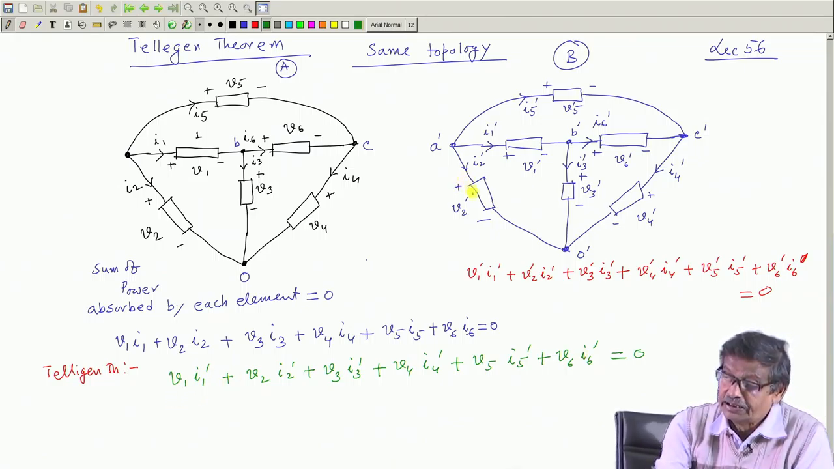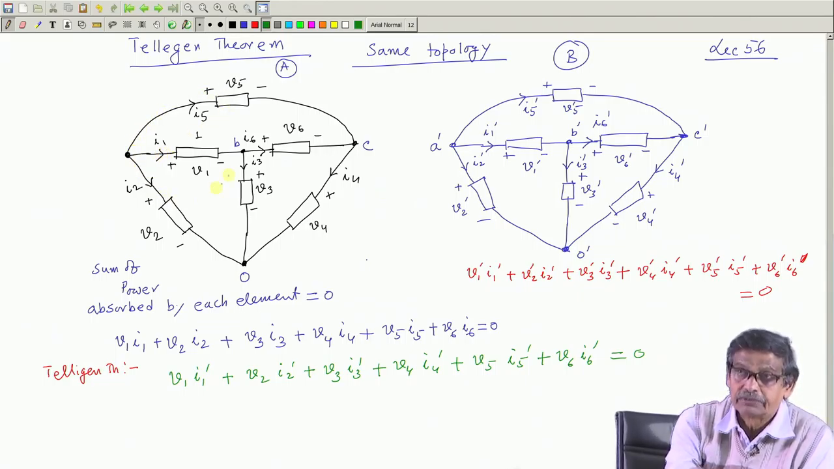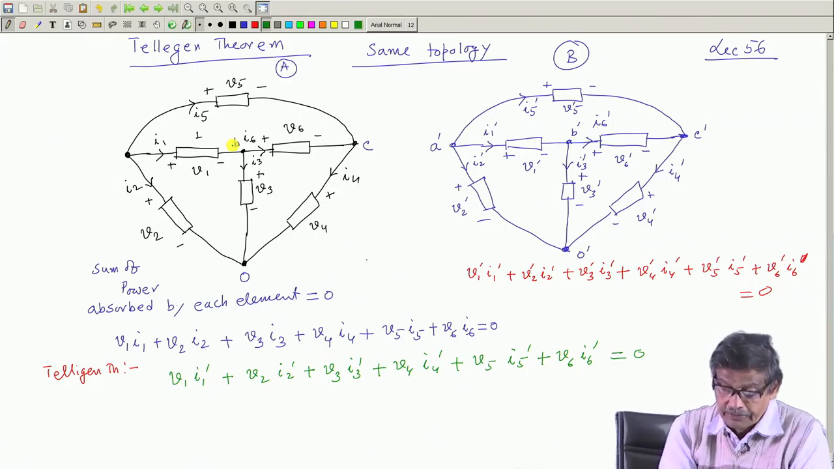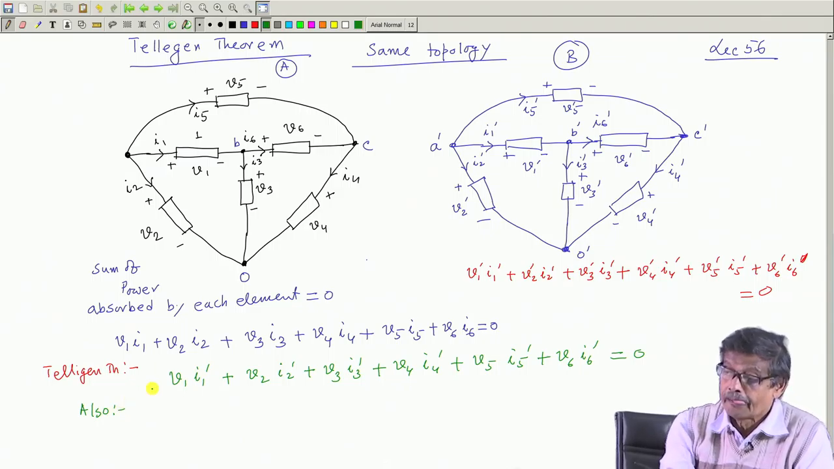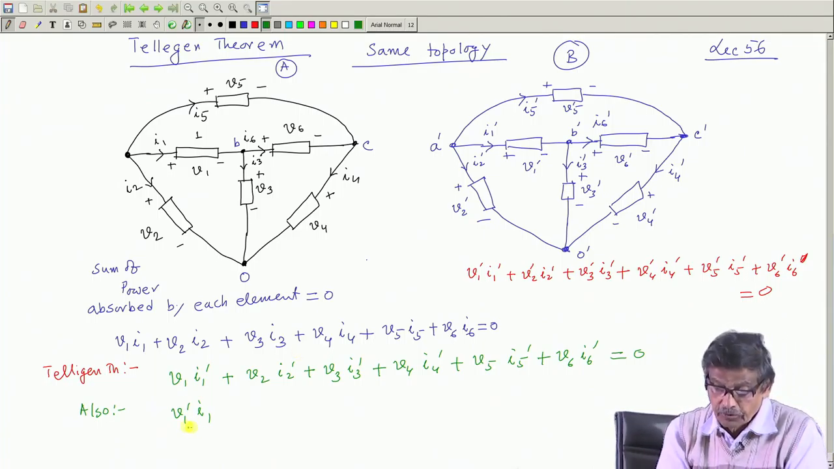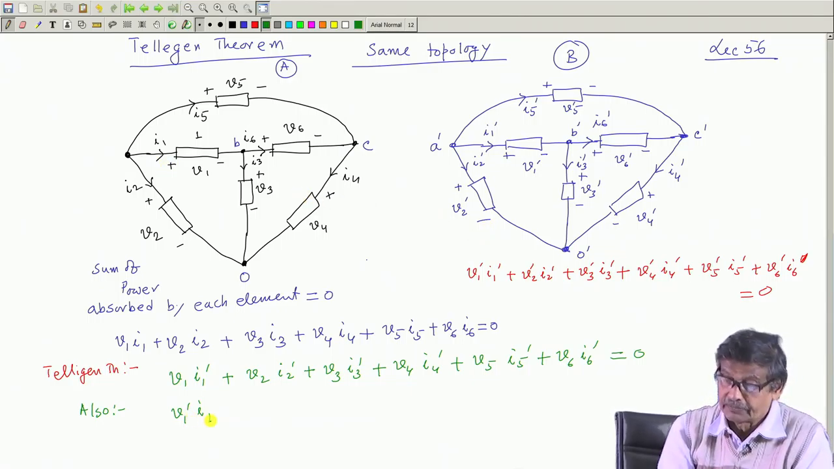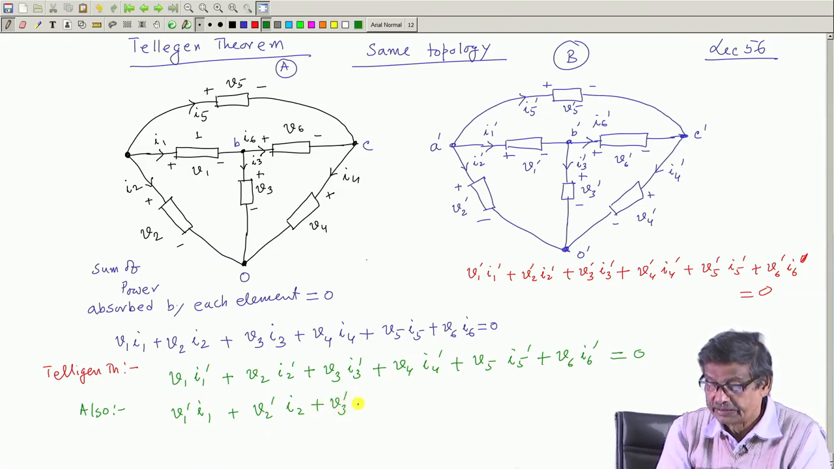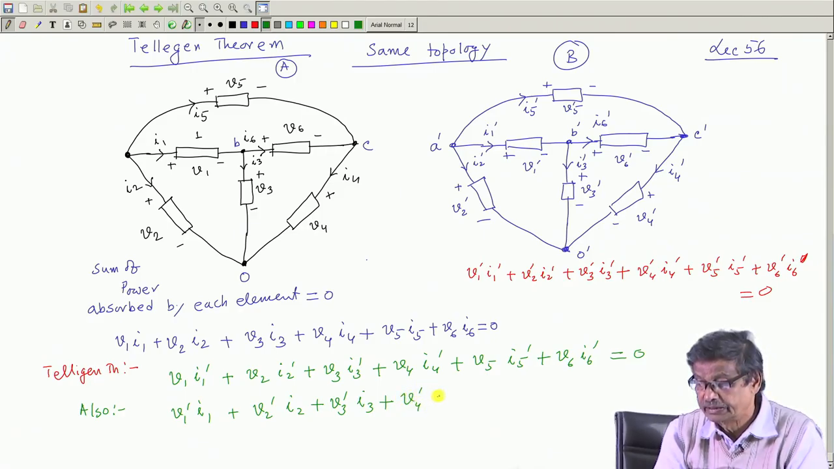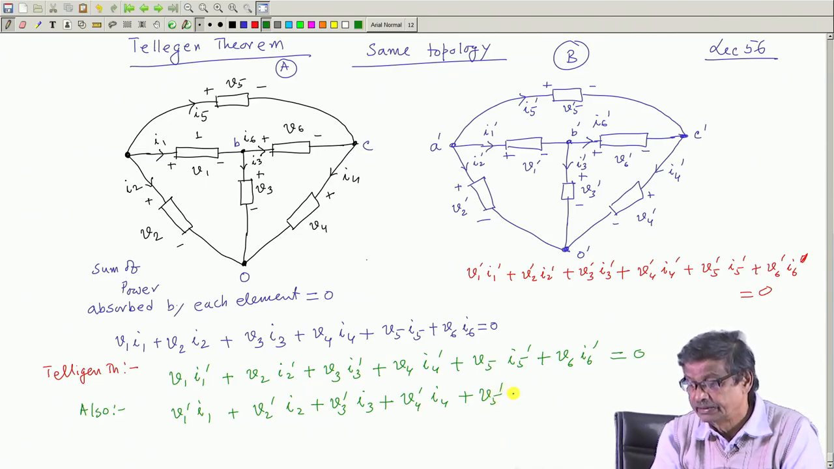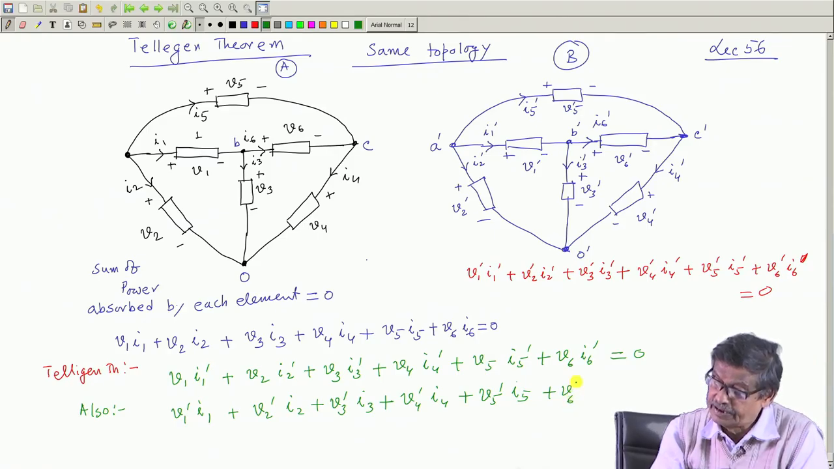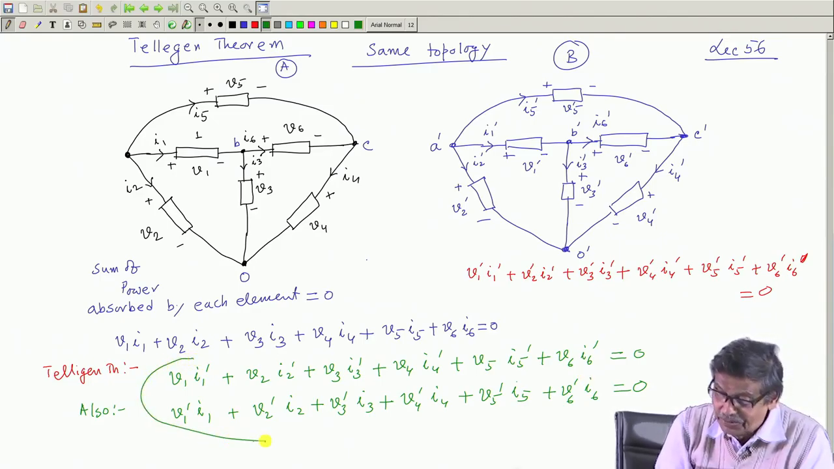Alternatively, you take the voltage of this network and multiply with the current of the other network, then also it will be 0. What does this mean? Also, V1 dashed into I1, that is voltage across each element of network B multiplied by the corresponding currents of network A and summed up. So, V1 dashed into I1 plus V2 dashed into I2 plus V3 dashed into I3 plus V4 dashed into I4 plus V5 dashed into I5 plus V6 dashed into I6, that will also be equal to 0. That is the new thing.